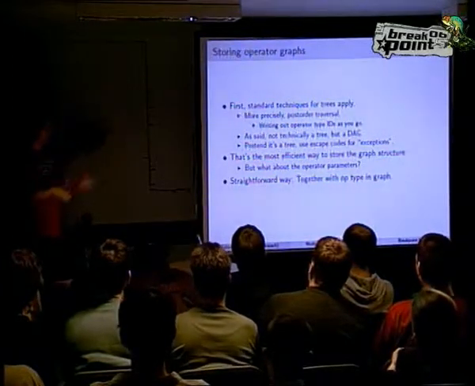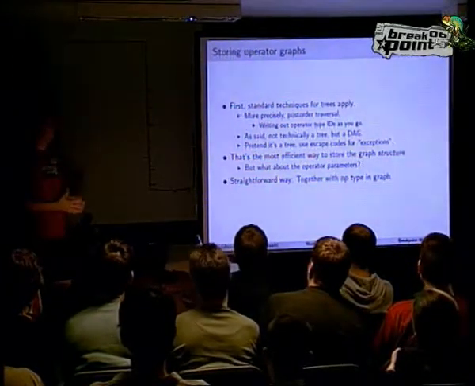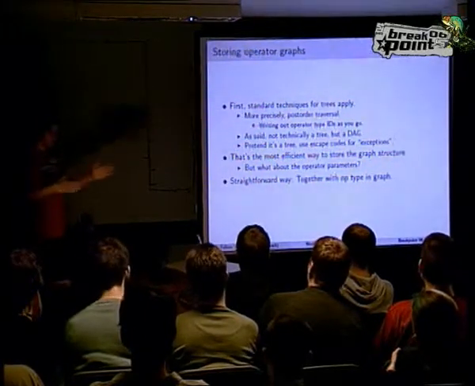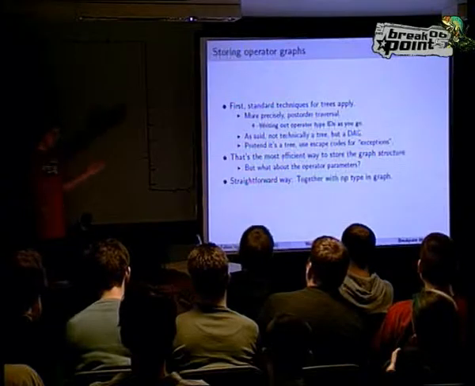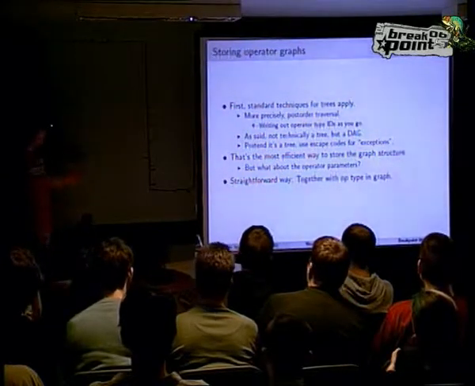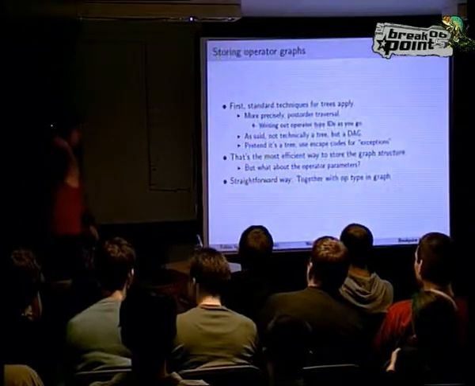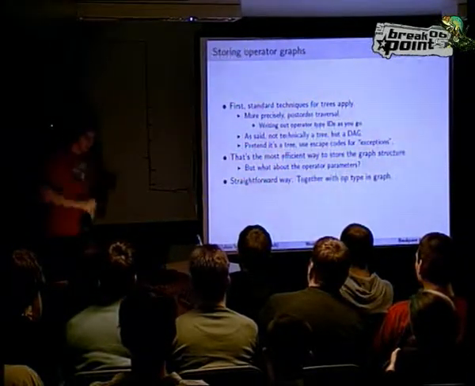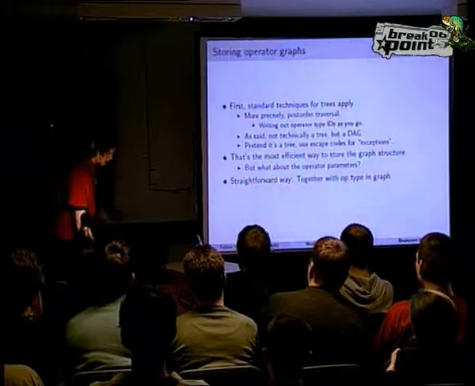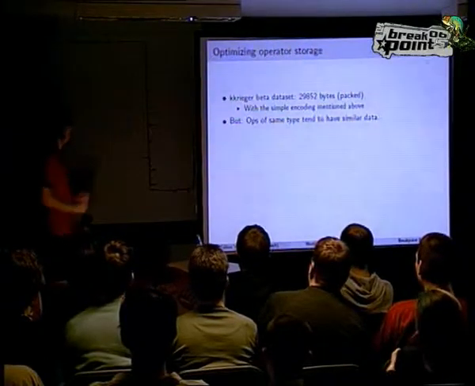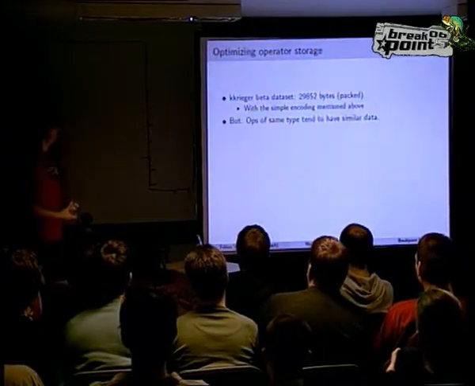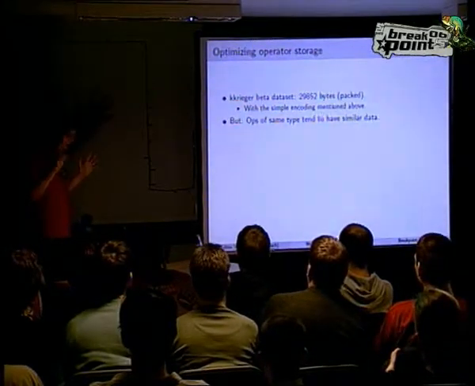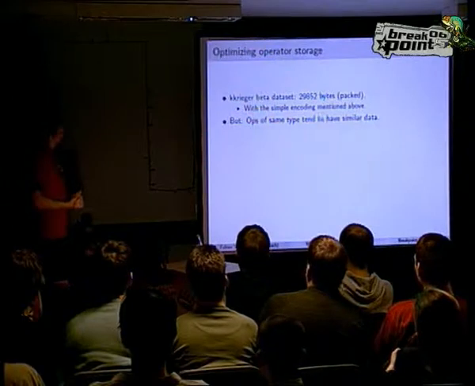Because the problem there is that those parameters are different beasts from the type IDs. They have a different structure. The straightforward way is to store that together with the op type. So you just store this op type, and then the parameters for this op, and the next op in this post-order traversal. When you do that on the data set we used in the Krieger beta version, you get about 30 kilobytes packed again with a simple encoding I mentioned.